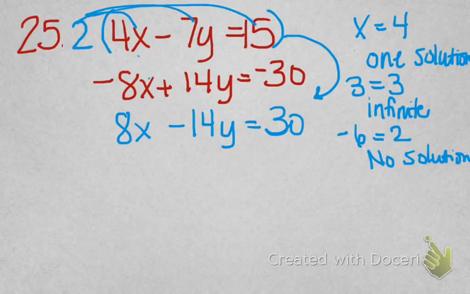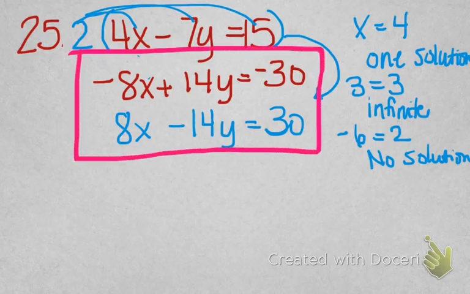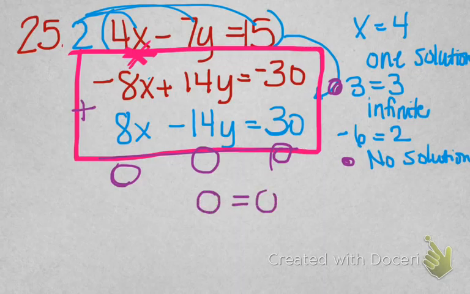So I distributed the 2 to all 3 of the parts. Now, I have these 2 equations that I put a box around, and I notice that the x's are opposites of each other. So when I have opposites, then I can go ahead and add them together. So I'm going to add these 2 equations. Negative 8x plus 8x is 0. That's my elimination. Positive 14y plus negative 14y, that's also 0, so I kind of eliminated it. So I already know it's going to be infinite or no solution. And negative 30 plus 30 is 0, so I essentially have 0 is equal to 0.